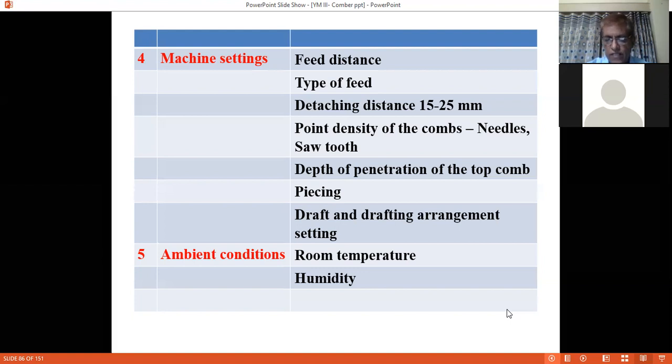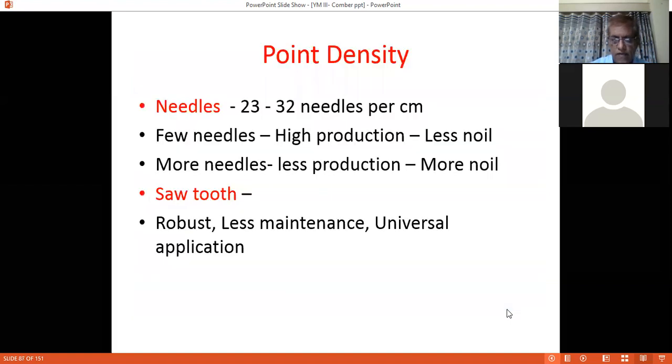Next is point density of the combs. In this case, previously needles were used in the old combers like Hellman, Nasmith, and generally 23 to 32 needles per centimeter are used. So few needles means high production and less noil. And more needles means less production, more noil.